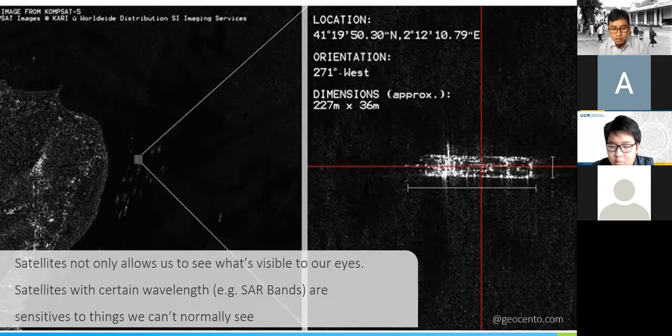We can see that the imagery could identify a ship, and this could be used for border monitoring. We can also identify a lot of things regarding activities in our borders, and also a lot of things that are not normally visible to our eyes, because we can put a different wavelength into the satellite, and then the different wavelength acts and gives different information according to what we want to see.